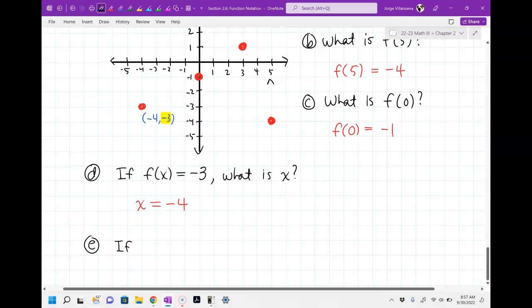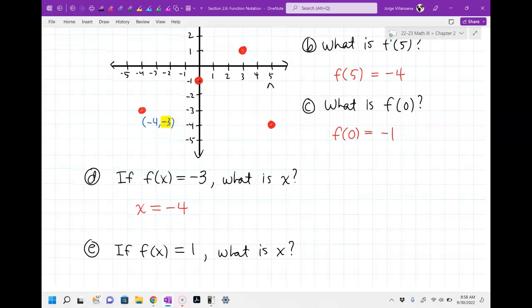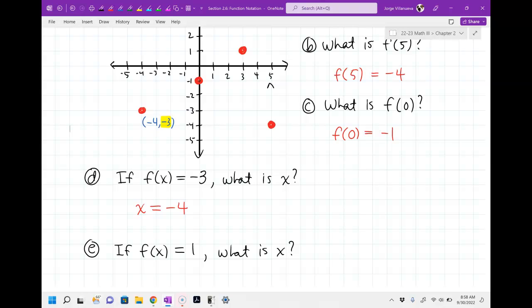If f of x is 1, what is x? If f of x is 1, what is x? Can anybody give me that answer? Which one has a 1 as its y value? Say again? 3. Yeah, it's 3, 1, right? This point right here, 3, 1, notice the y value is 1. So you're just going to write x equals 3.